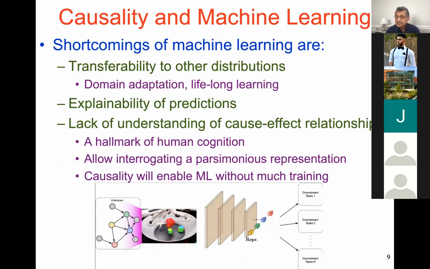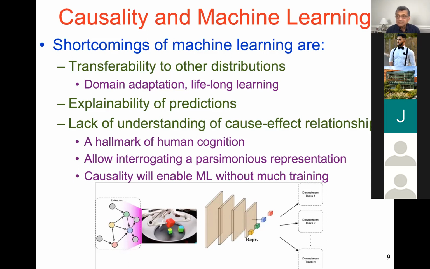The second one is explainability of predictions. Rather than work with latent variables that are computed by the network, can we have some explainable type of latent variables that are constructed? And a third shortcoming of machine learning is the lack of understanding of cause-effect relationships. And this is a hallmark of human cognition. I'll show you some more examples of why it is a hallmark of human cognition.